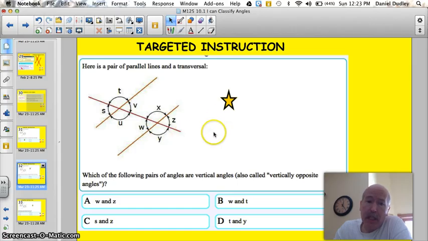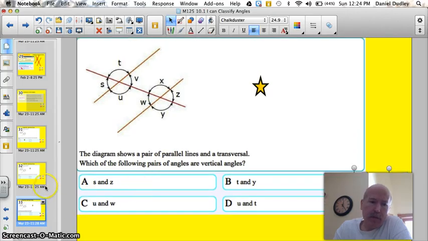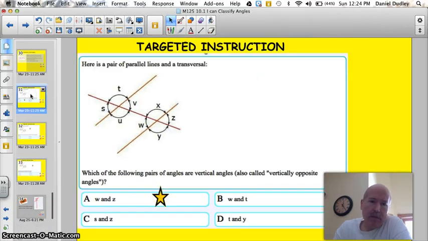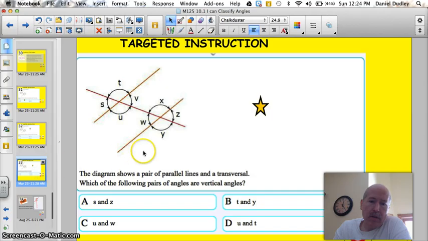Sorry. All right, here's another question. Go ahead and see if you can answer. Which of the following pairs of angles are vertical? Sorry, same one. Oops, I think I have the same question in twice. Here's your other question. The diagram shows a pair of parallel lines and a transversal. Which of the following pairs of angles are vertical angles? Go ahead and see if you can figure it out.